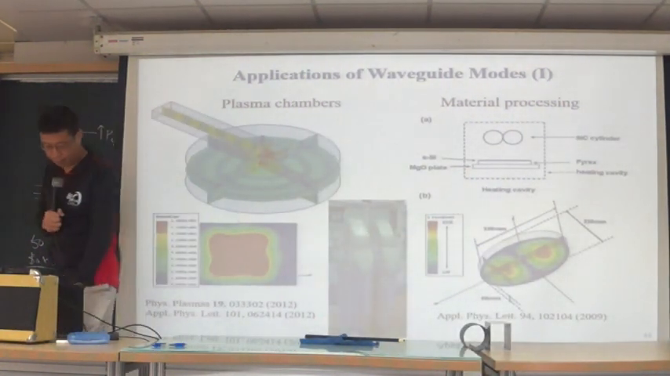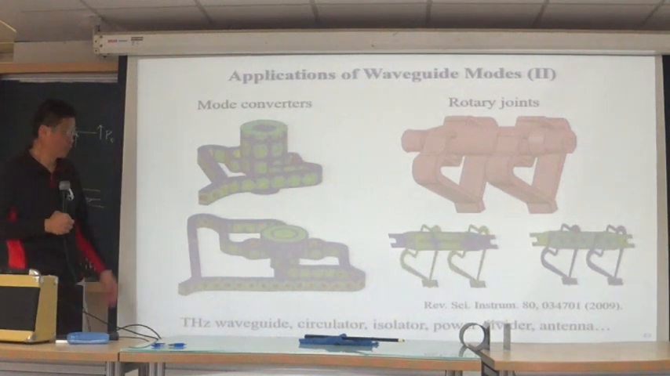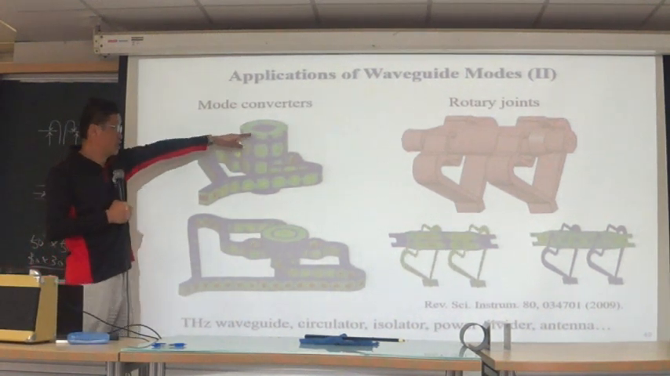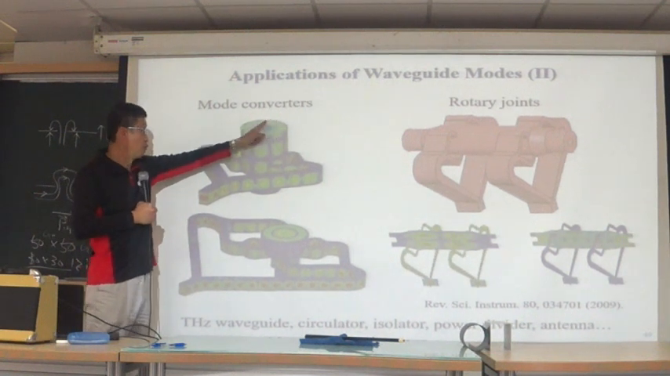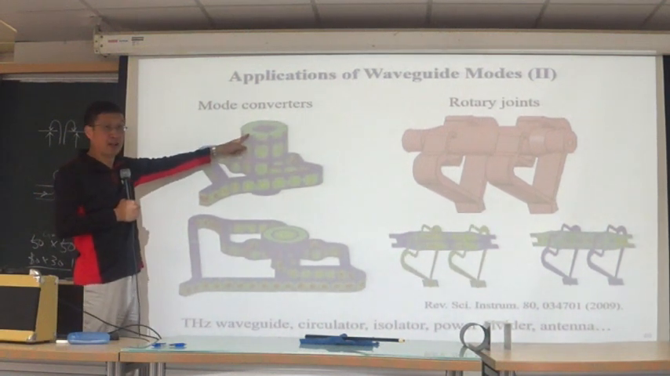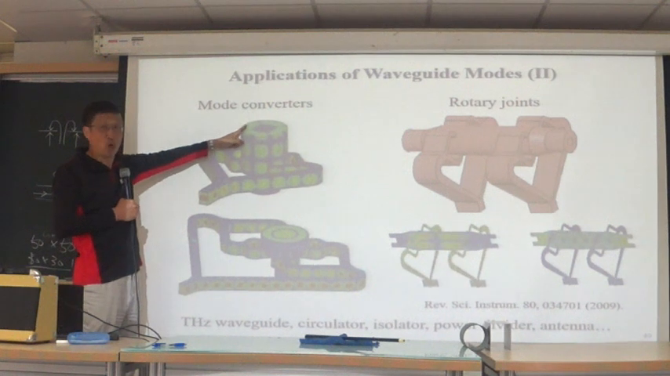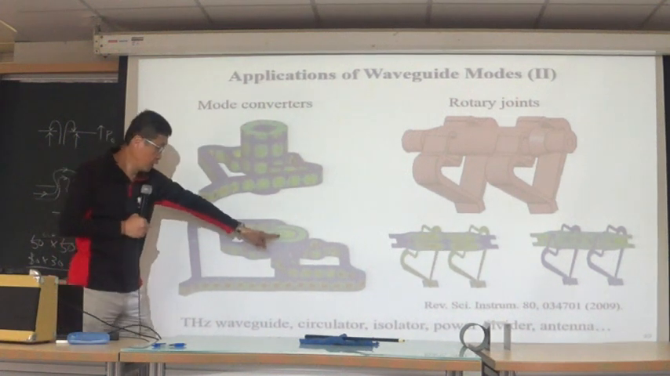More example. This one is not 0 because we have 1, 2, 3, 4, 5, 6, 7, 8. Actually, this is TE41 and TE02.